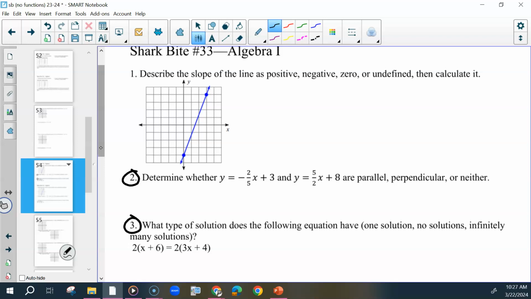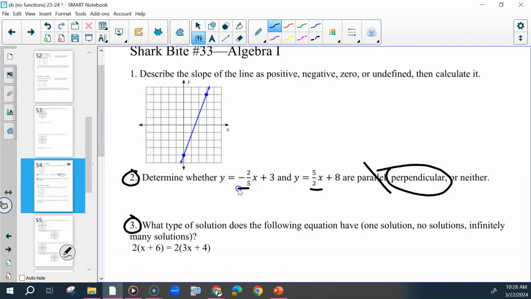Two can be done in Desmos, but also you can just look at the slopes. If we're looking at these two slopes, they're not the same, so not parallel. They are negative reciprocal, so they are perpendicular. Questions on that one? If you did graph this in Desmos, if you put these two in, they would cross and make a T.